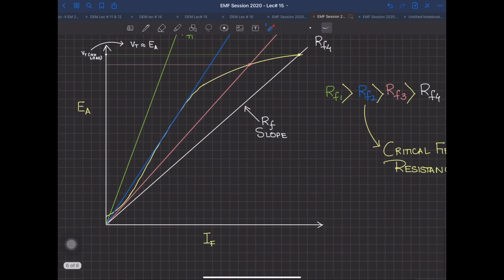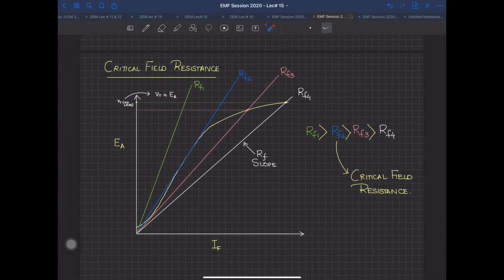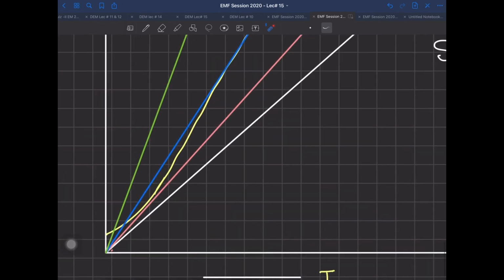So you can say that RF2 resistance, if it is set for the field winding, is going to be an unstable condition, because maybe the generator is working at this point and there is a slight disturbance in the load or on the prime mover speed over there. What will happen? The generator will fall down quickly to some value. But if you keep it at RF1, you can see it's not even crossing. So it's just crossing at this point.